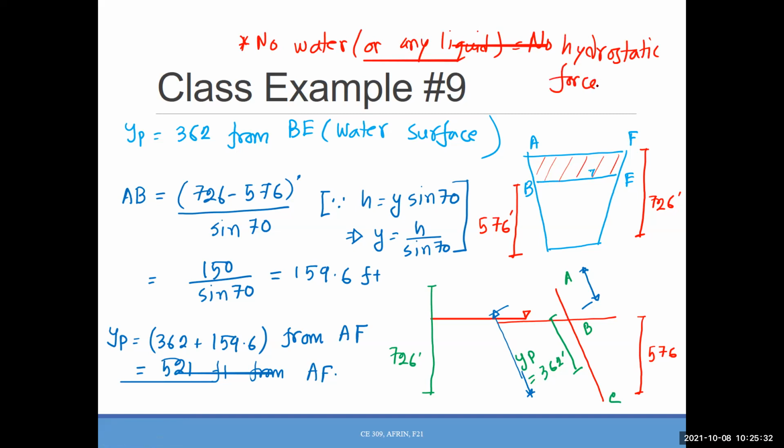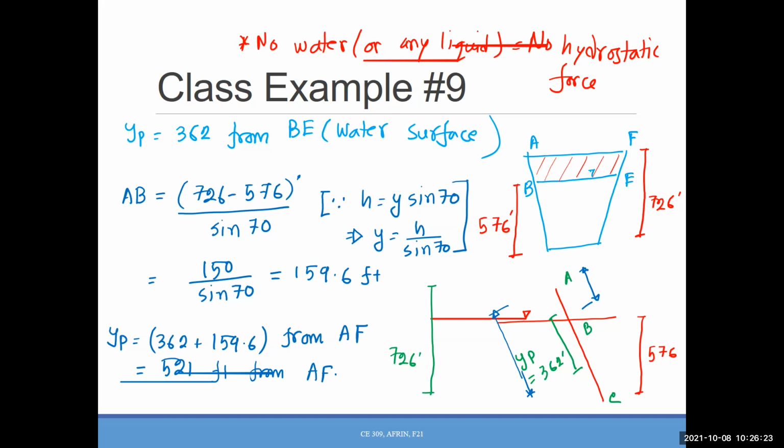The reason I'm saying this, if I ask you this question for a test or for your homework, and I ask a tricky question, instead of saying calculate the YP, I can say what will be the location of the force from AF. So you need to do the same calculation, but some of you will start to do all the calculation from AF. You will draw the pressure profile from that point. That will be a waste of time because there is no water in between A and B. So there will be no hydrostatic force. Okay. So that can be a tricky question. Keep that in mind for your test.